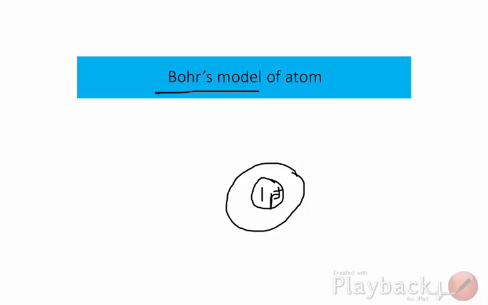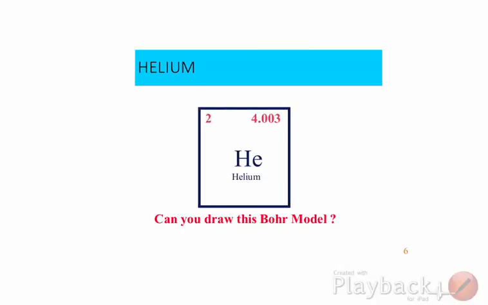Now, if you remember hydrogen, what did we write? Hydrogen has 1 proton and it has 1 electron. So therefore, the nucleus has 1 proton and it has 1 electron, all right, in the first shell. Let's look at helium.